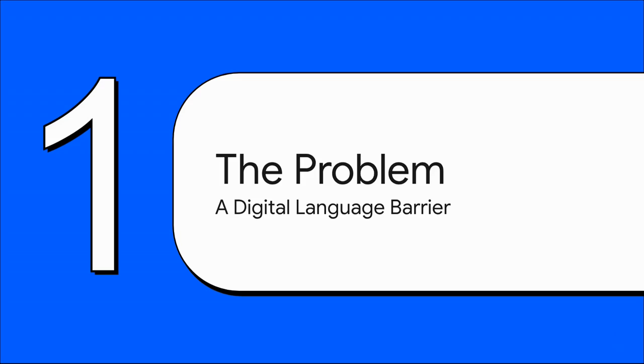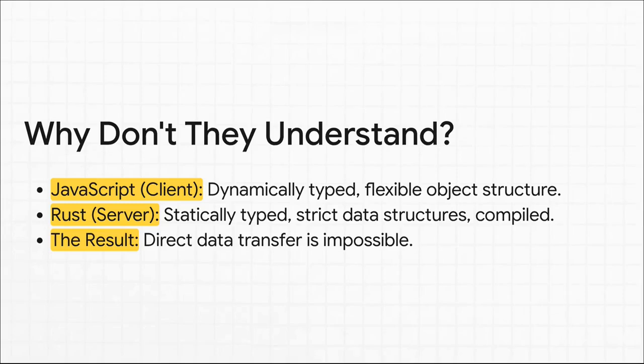So yeah, that's the fundamental challenge right there. We have a client and a server that are basically speaking different native tongues. How in the world do we get them to understand each other and bridge this gap? Let's dig into the why a little bit more. JavaScript, running on the client side, is super flexible and dynamic. You can kind of just throw things together. But the Rust server, it's the complete opposite. It's statically typed, super strict, and compiled. It needs to know exactly what kind of data it's getting. Because of these deep-seated differences, you literally can't send a raw JavaScript object over and expect the Rust server to have any clue what to do with it.